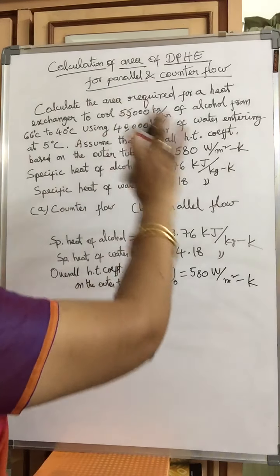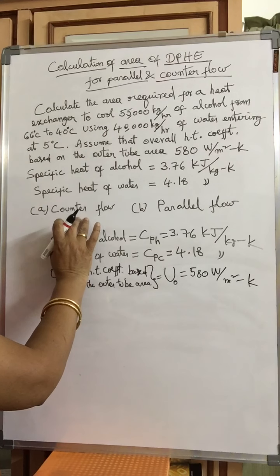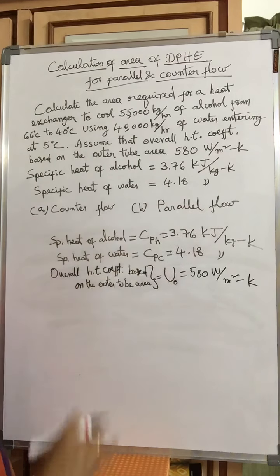So we wrote all the information that is given. Now for each of counter flow and parallel flow, we need to calculate the area required. So how to plan out the problem? We will see first how to plan out the solution. How to work out? You need area. Suppose parallel flow you have taken.